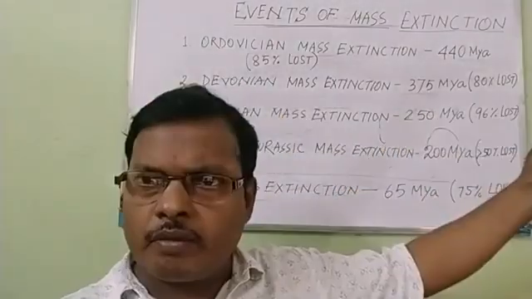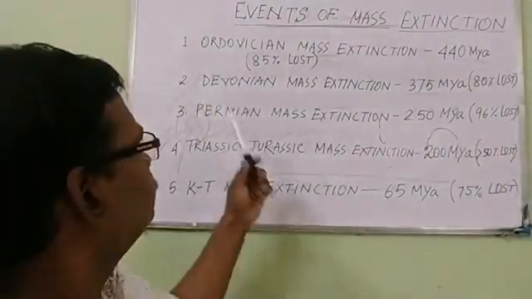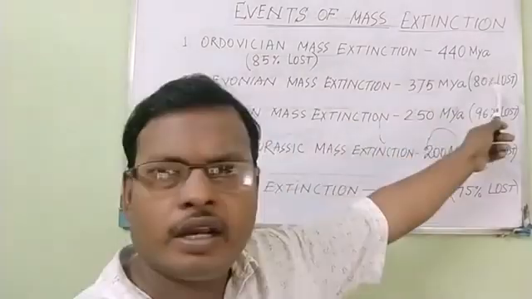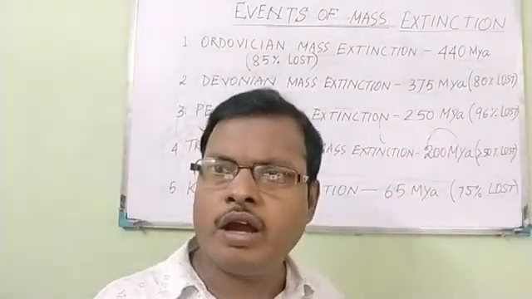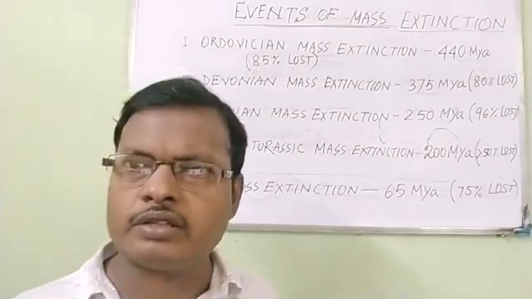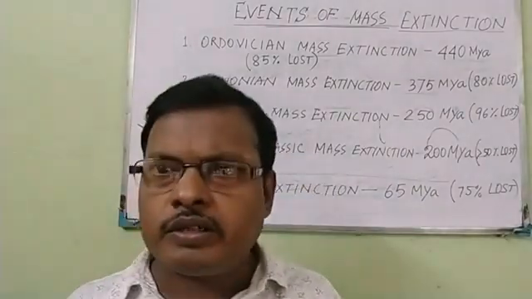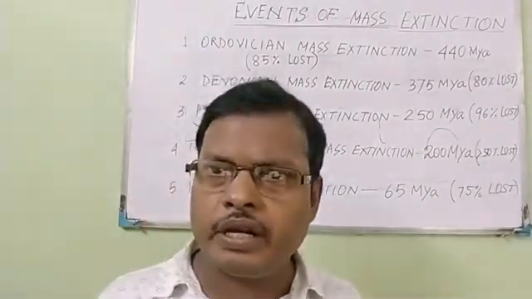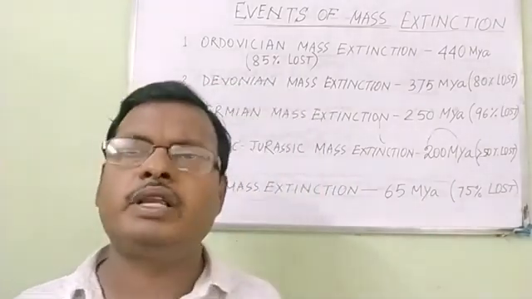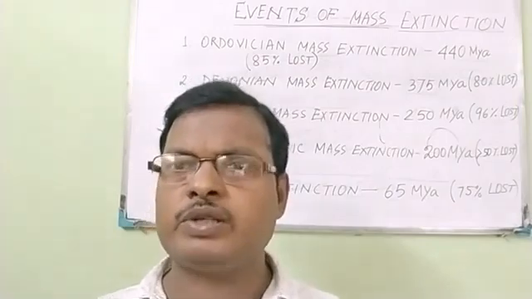This took place about 375 million years ago, encountering 80% loss of the species that lived during this time. Then the Permian mass extinction. The Permian period is the last period of the Paleozoic era, that means just before the entry of the Mesozoic era.